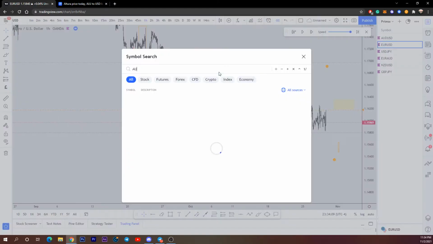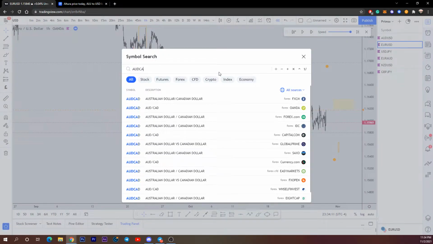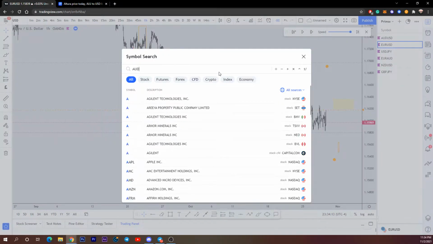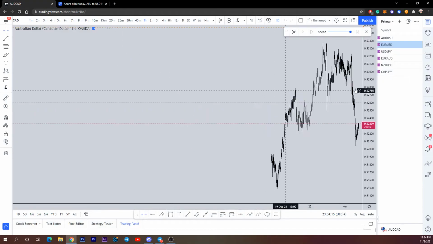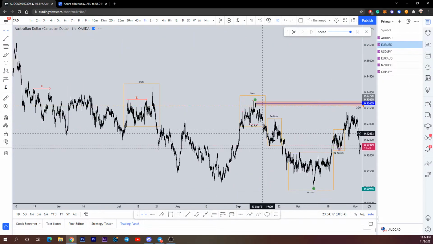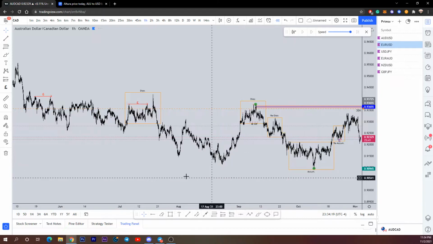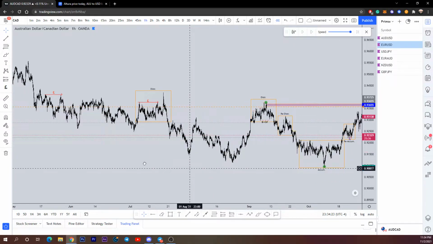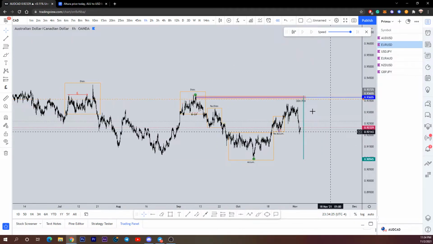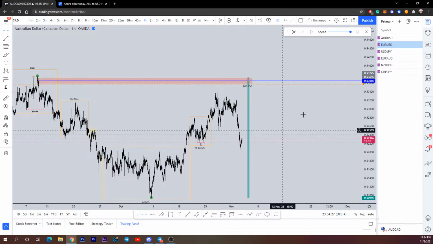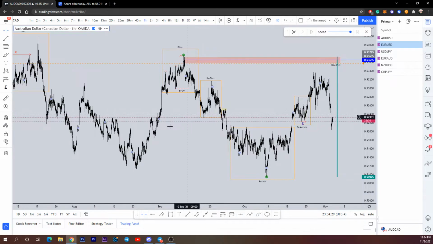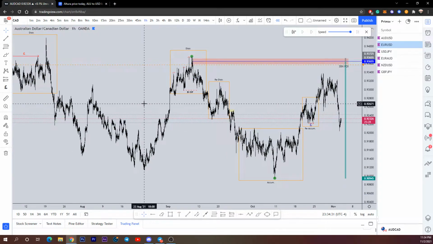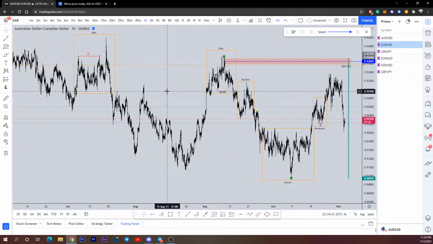I can show you another example real quick. Yeah, I can show you AD CAD. Guys, if this is not clear as day, I don't know what is. Well, I don't know about this, but don't worry about that. All right, hopefully it goes up. But if it's not clear as day, I don't know what is.